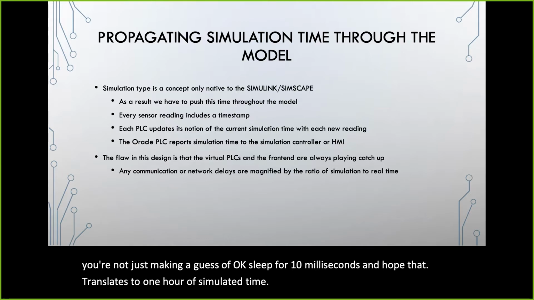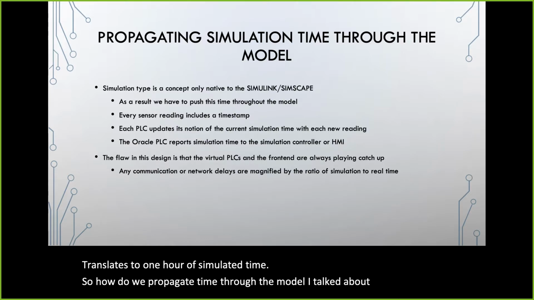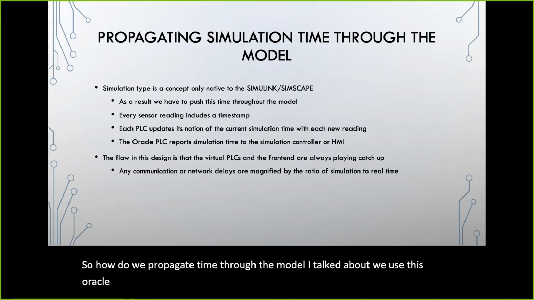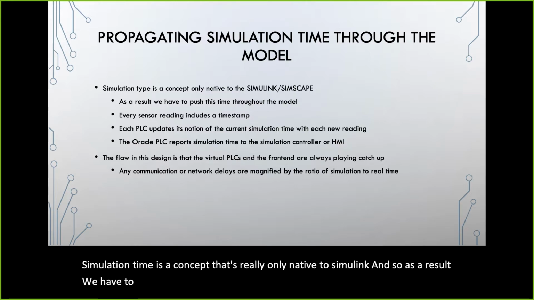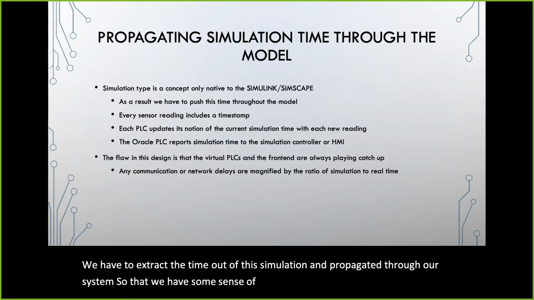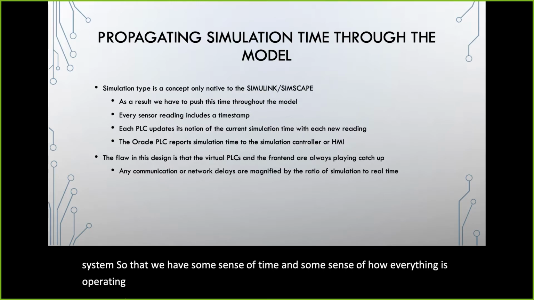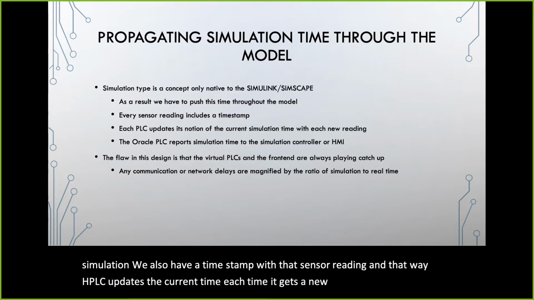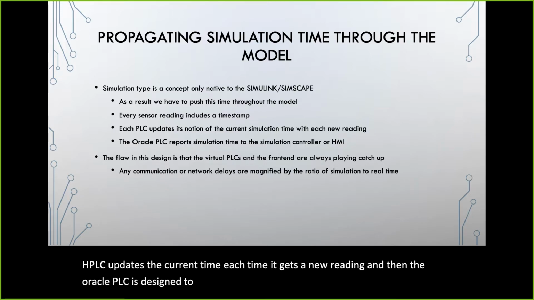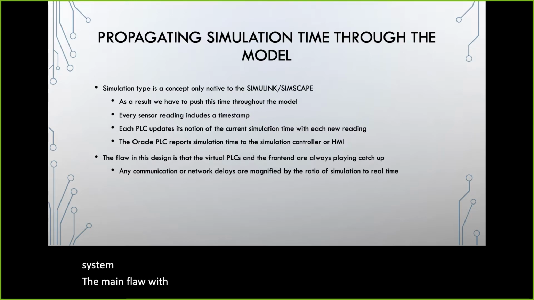So how do we propagate time through the model? Like I talked about, we use this Oracle PLC. Simulation time is a concept that's really only native to Simulink, and so as a result, we have to extract the time out of this simulation and propagate it through our system so that we have some sense of time and some sense of how everything is operating. So what we do is every time we send a sensor reading out of our simulation, we also send a timestamp with that sensor reading, and that way each PLC updates the current time each time it gets a new reading. Then the Oracle PLC is designed to also be able to send that time to the operator of the system. The main flaw with this approach is that we have no way of actually controlling the time.